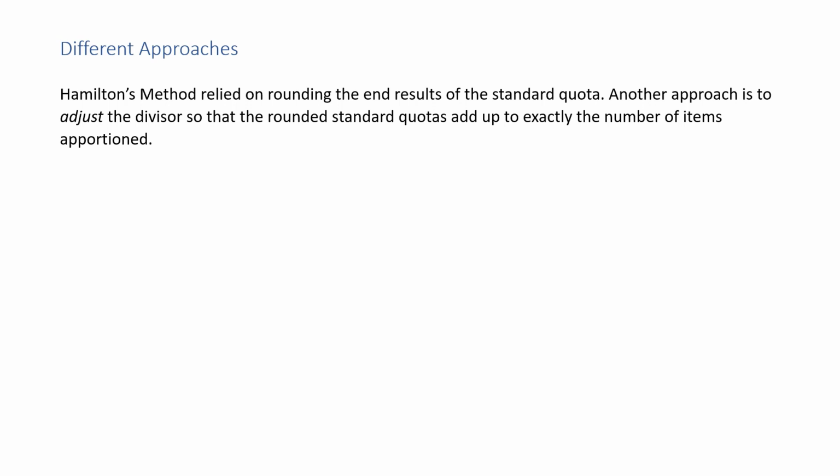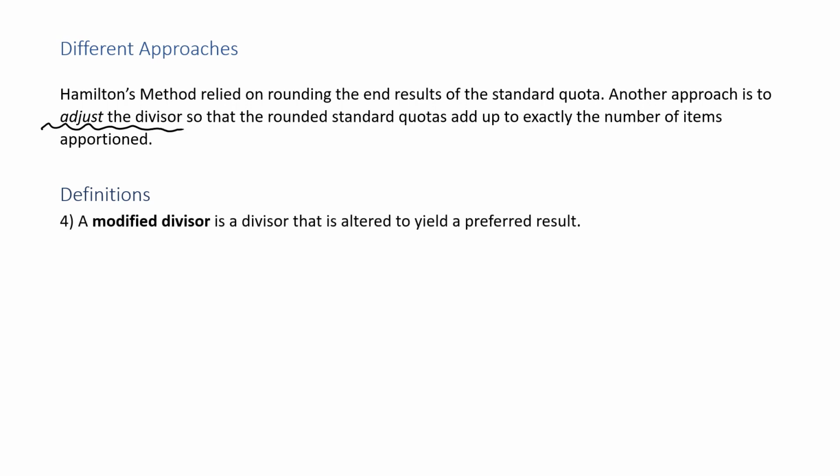We've got different ones. Notice that with Hamilton's method, we relied on rounding the end results of the standard quota. Another approach is to adjust the divisor so that the rounded standard quotas add up to exactly the number of items apportioned. Let's define some terms. First is a modified divisor. A modified divisor is a divisor that is altered to yield a preferred result, and so a modified quota is a quota obtained with a modified divisor.